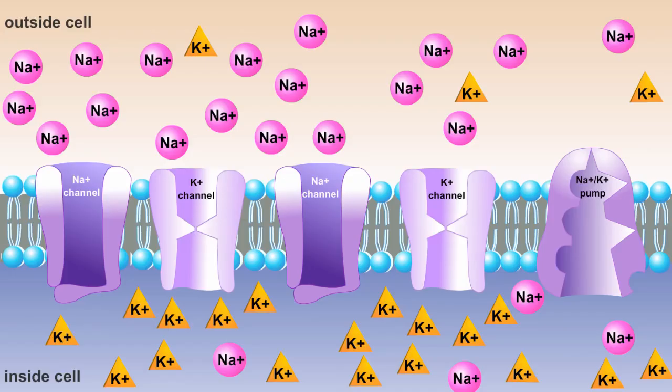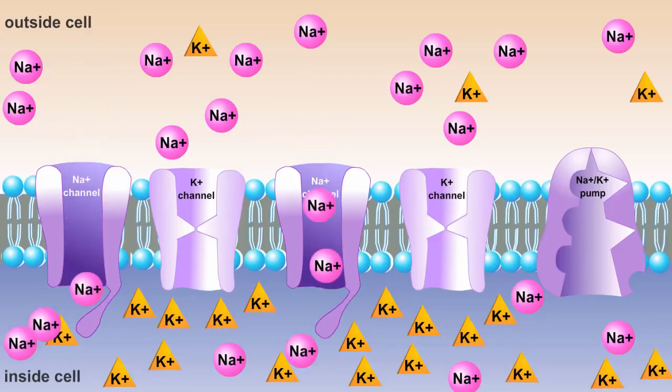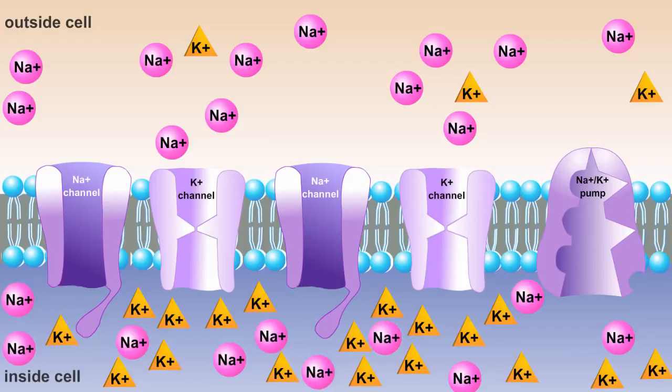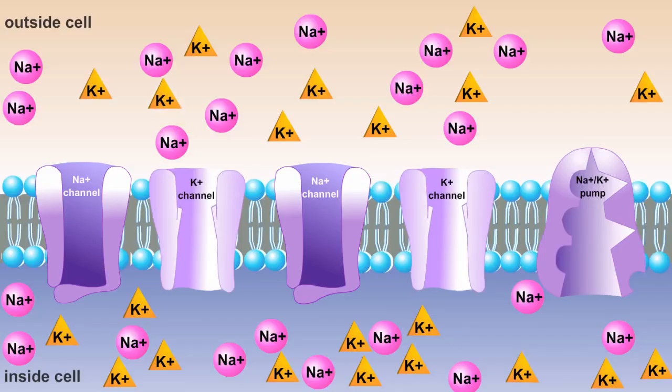As you are sitting watching this video, the cells of your nervous system are sending signals to your brain. To do this, they need to be able to move ions efficiently back and forth across the plasma membrane of the cell. In this animation, we are going to explore the two mechanisms by which this happens.